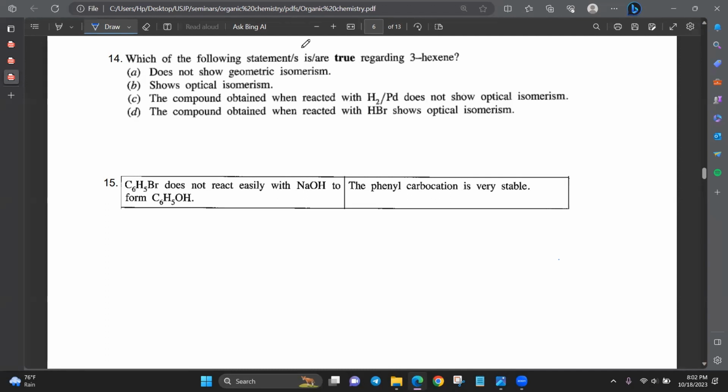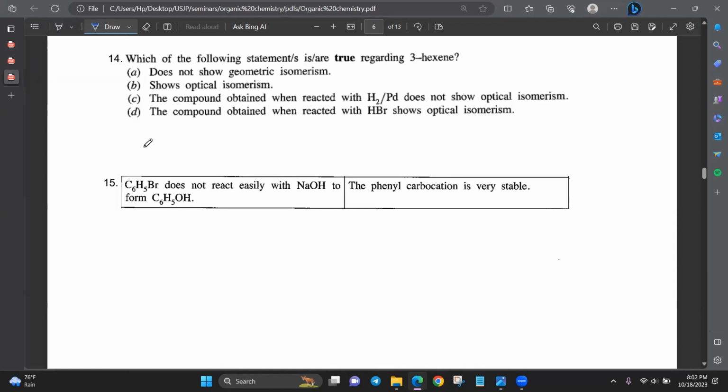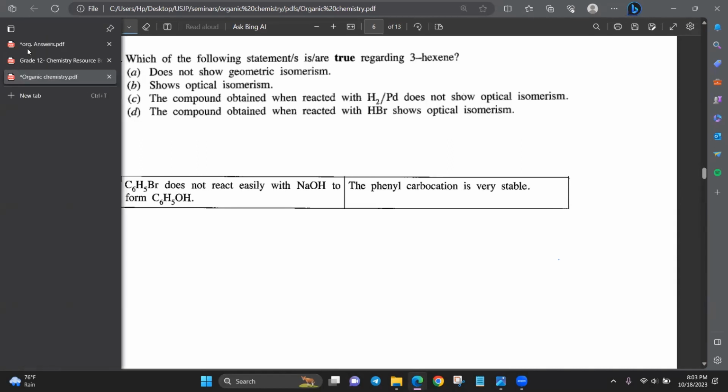Which of the following statements are true regarding 3-hexene? Now, if they ask like this, 3-hexene, we can't at once imagine it in our mind, so quickly draw it on a piece of paper. Even if you can imagine it in your mind, I advise you to draw it on paper and then do the question, because at exam time, it's not safe to trust what the mind is telling, the structure in your mind.